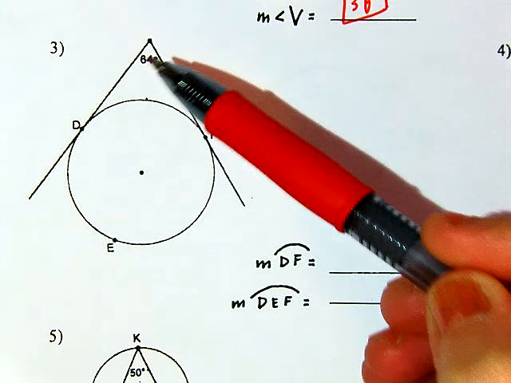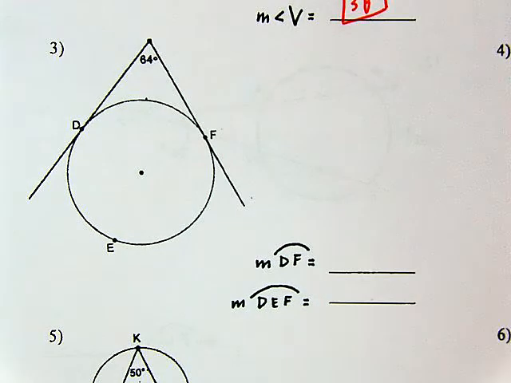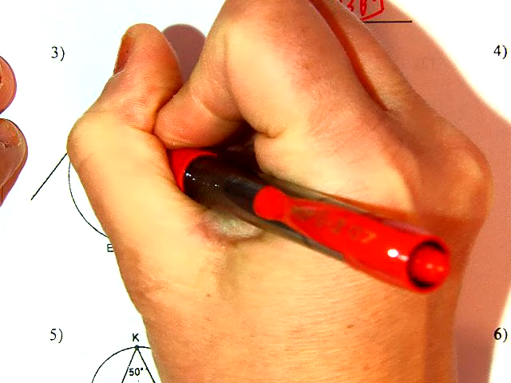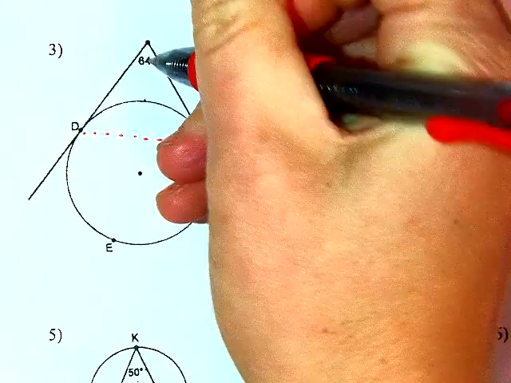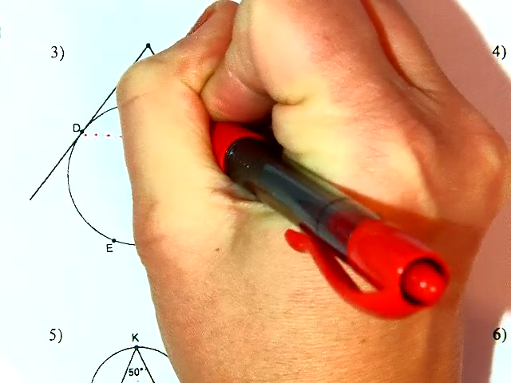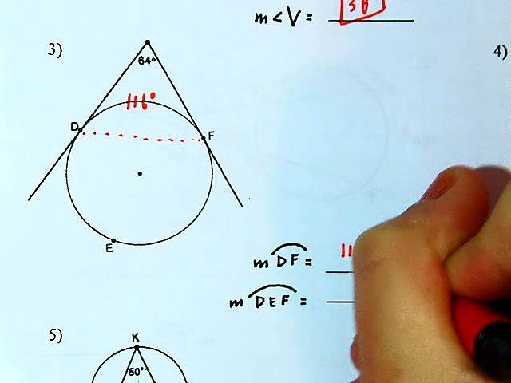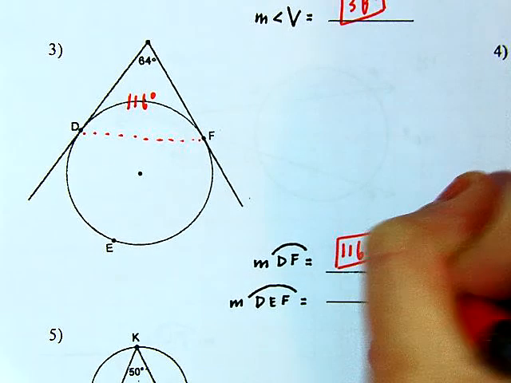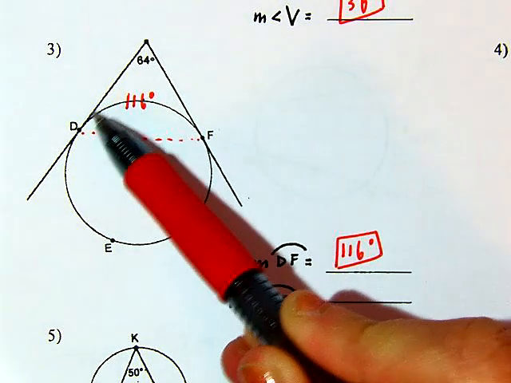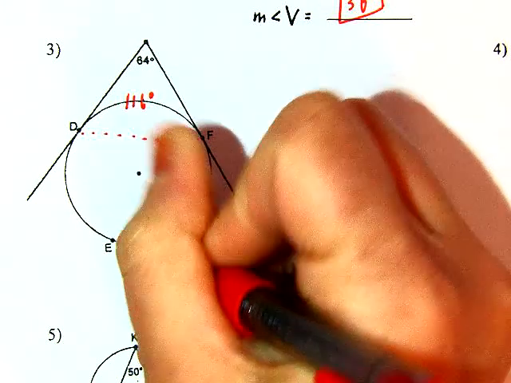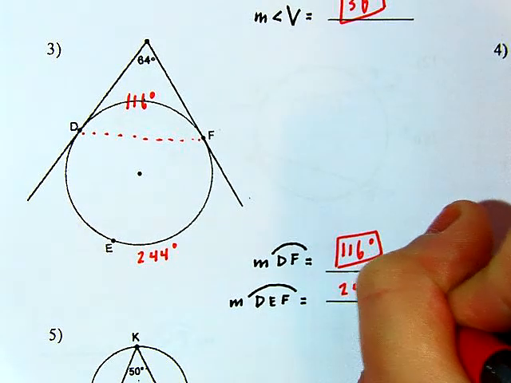So I know that the angle here and the arc right here have to be supplementary, right? I know that because I could connect right here and make an isosceles triangle. So right here then would be 116 degrees. So DF, the minor arc, is 116 degrees. And then the major arc right here has to be 360 minus 116. So that would make it 244. So 244 degrees right here.